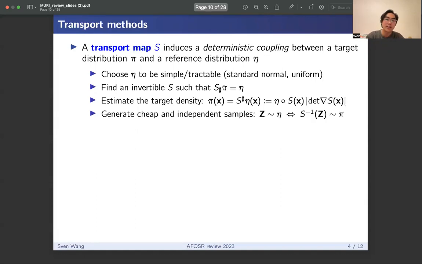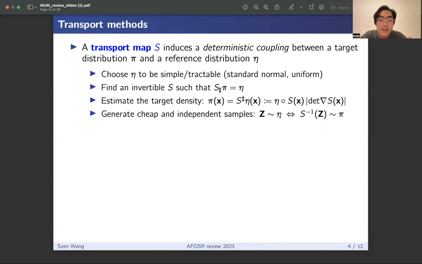So it pushes pi into eta. And once you found such an invertible S, both of those goals of learning probability distributions that I mentioned, namely estimating the density and generating samples, are simultaneously addressed. The density estimation problem is addressed simply by a plugin. Once you have estimated S, a resulting estimator for pi is simply by pulling back the reference density under this estimated map.